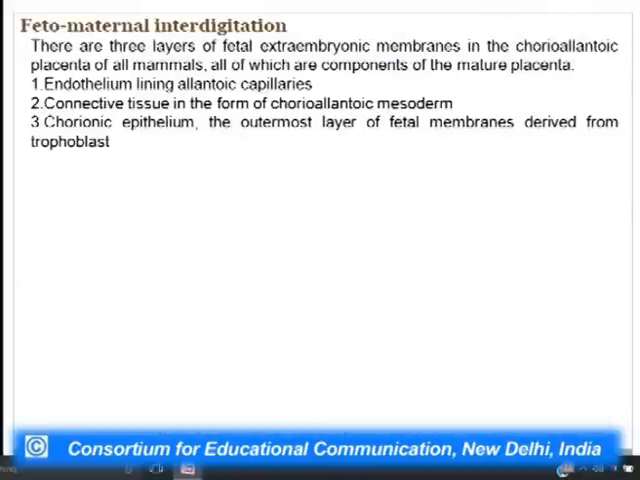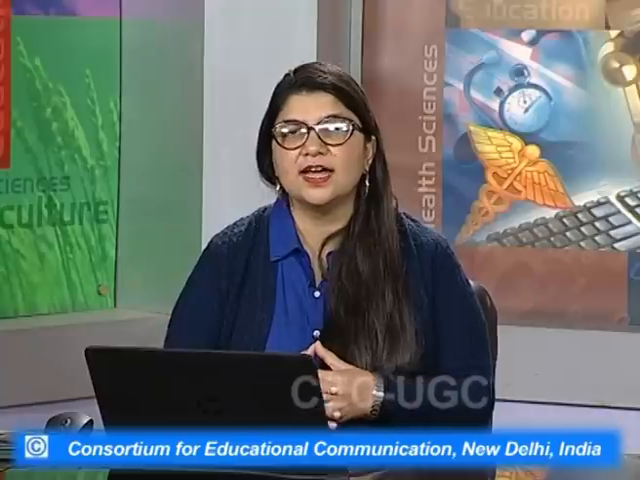Then based upon the feto-maternal interdigitation, these are the three layers of fetal extraembryonic membranes in the chorioallantoic placenta of all mammals, all of which are components of the mature placenta. Basically, when there is fetal and maternal proximity of the tissues, there are three layers contributed by the fetal tissues, and there are three layers which can be distinguished from the maternal tissues. So in all, a proper chorioallantoic placenta has six layers, where three are fetal and three are maternal.